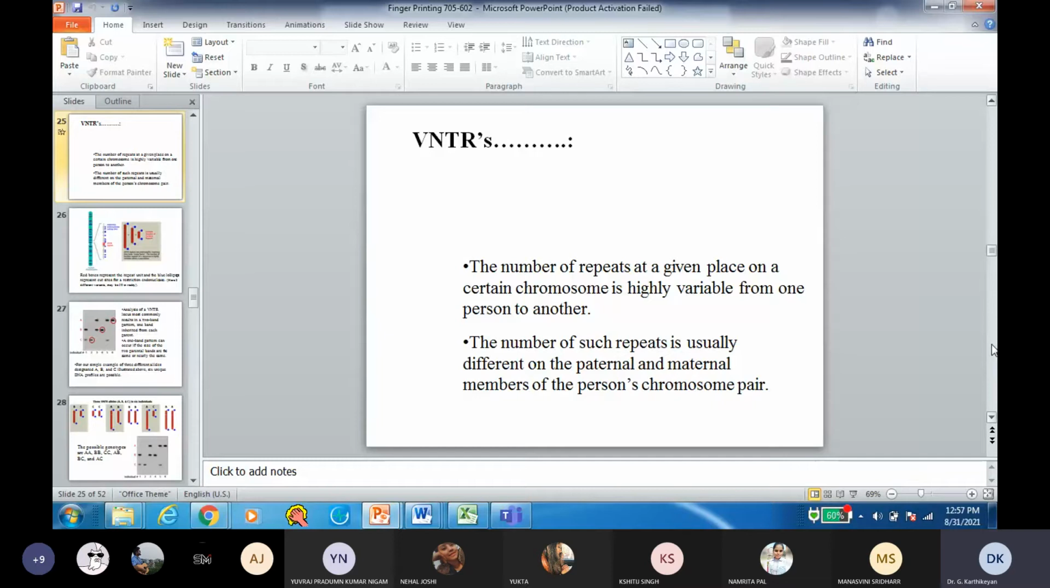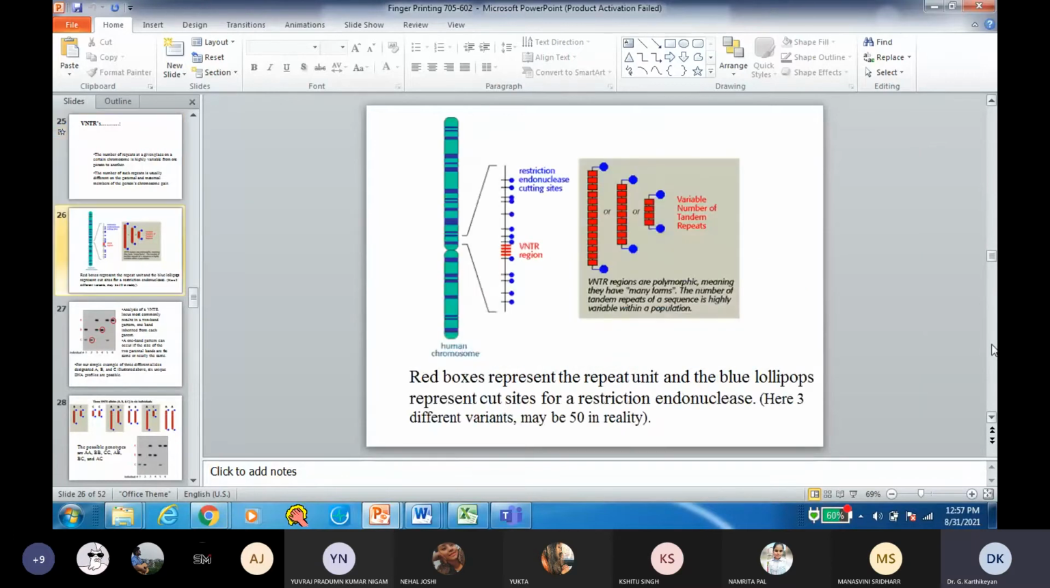For example, all of us, as I said, inherit one set of chromosomes from the father and one set of chromosomes from the mother. If we were to look at the VNTR in the mother's chromosome and the father's chromosome, invariably they are different, and that is your complement. This shows a region of the human chromosome where you have a variable number of tandem repeats. If you blow this up, person A can have these many copies, person B can have these many copies, person C can have only a few copies. That is what is exploited for DNA fingerprinting. There are three different variants shown here, but in reality it could be 50 different variants for just this short region.